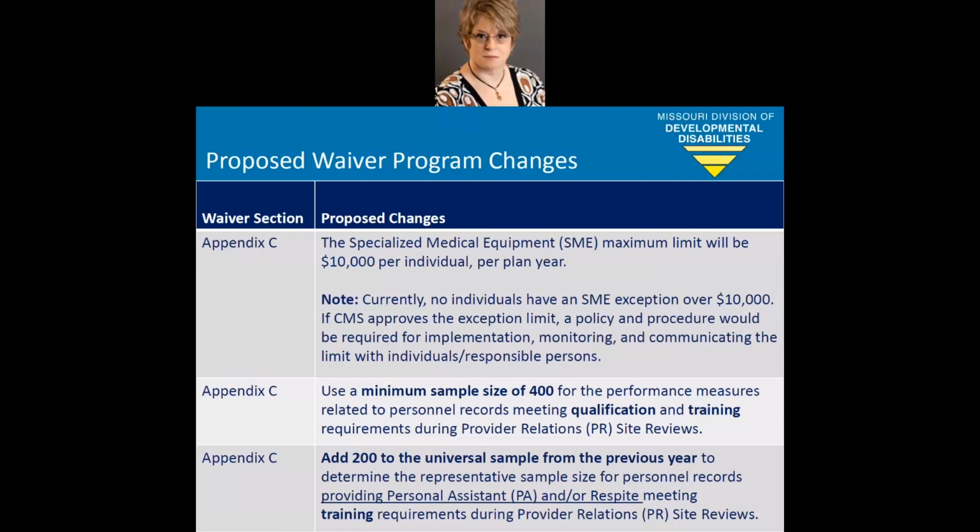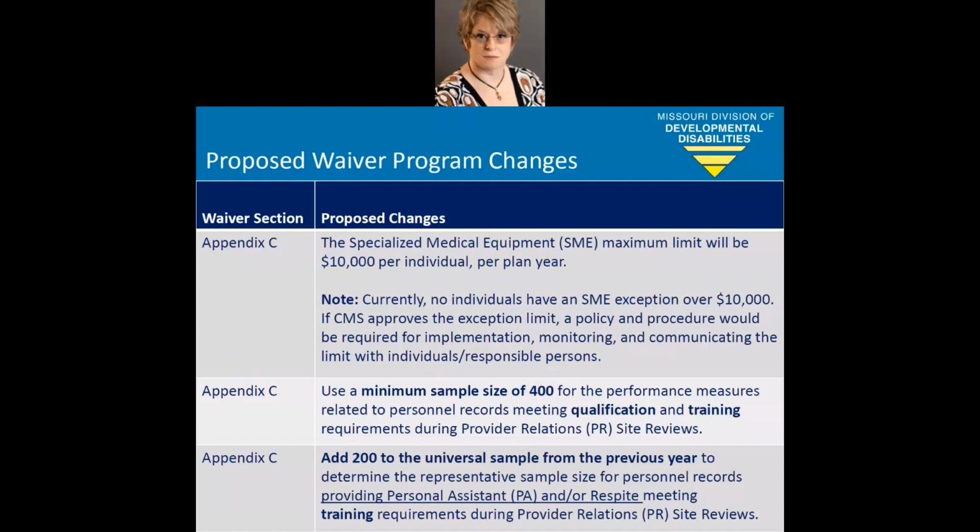The Provider Relations Site Review process collects performance measure data regarding all personnel who deliver services requiring certification or accreditation. These services are individual supported living, group home, day habilitation, individualized skills development, community networking, employment, and shared living, both host and companion. We also collect performance data around non-certified, non-accredited services, which are personal assistance and respite.